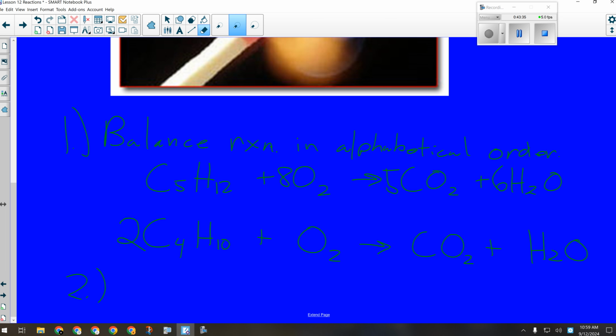An 8, right? That gives me 8 carbons. 2 times 4 is 8 carbons. How many hydrogens do I have? 20. What needs to go in front of this? 20. What times 2 will give me 20? 10. Okay, 8 times 2 is 16, plus 10 more is 26. What is 26 divided by 2?